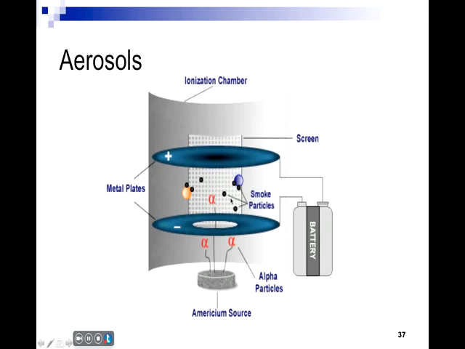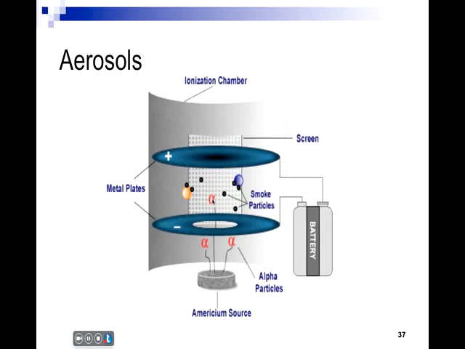However, if there's any particulate matter, alpha, which is, as we'll talk about in a couple of weeks, a helium nucleus with 2 protons and 2 neutrons, is a large matter, and it can hit the particulate matter and scatter. And when that happens, the current that's supposed to be going across those metal plates won't be, and that will trip a circuit and set off an alarm. And this is typically how smoke alarms work.